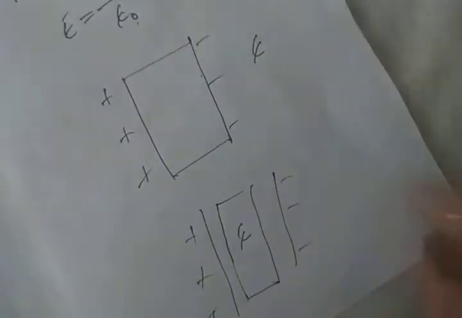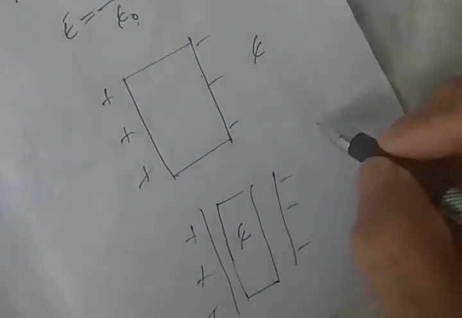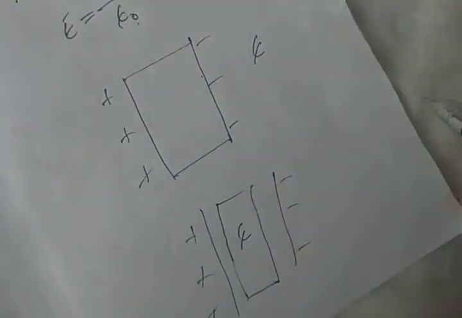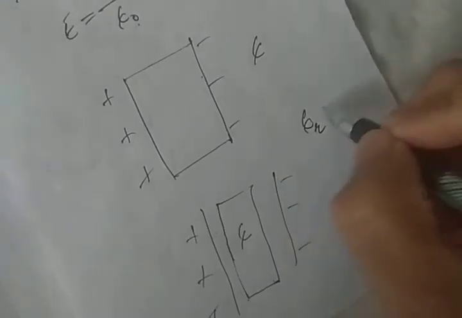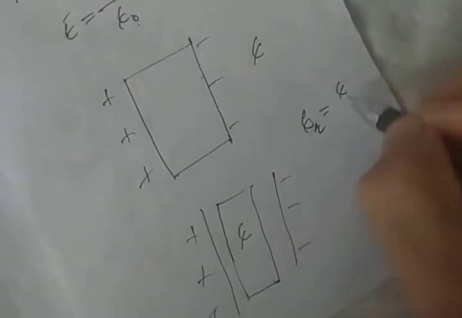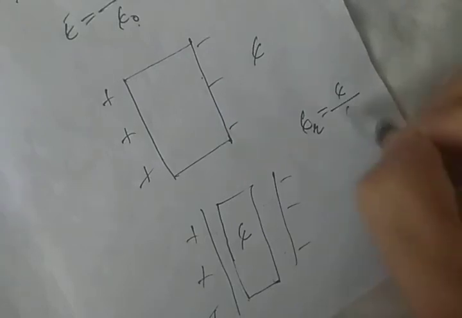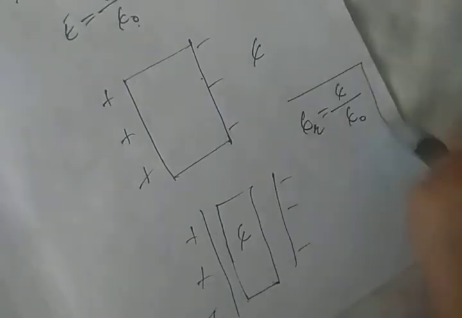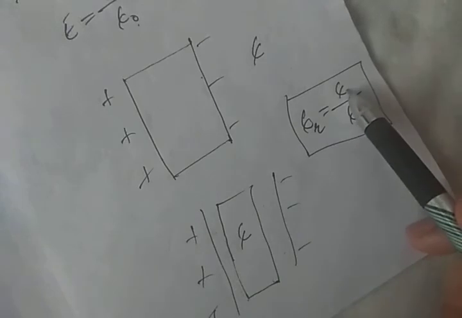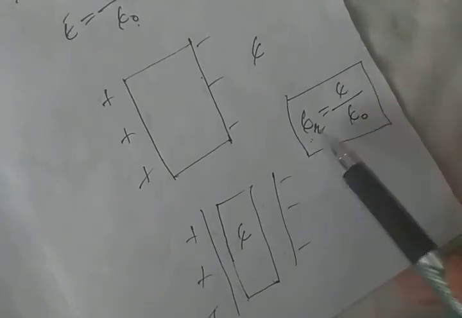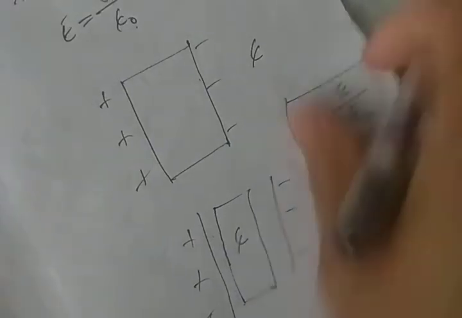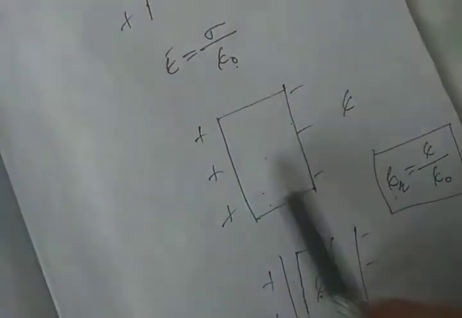Don't forget the relation between permittivity and dielectric constant, or relative permittivity. Relative permittivity epsilon r is the permittivity of the medium divided by the permittivity of free space, epsilon naught. Don't forget this relation. So any substance having a permittivity, we can also calculate its dielectric constant or relative permittivity. So let us discuss this scenario here.